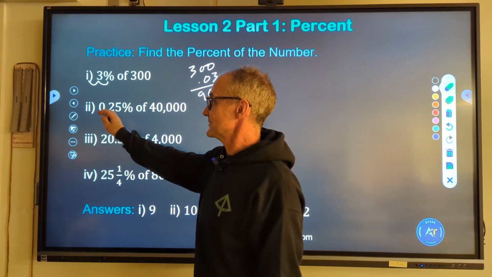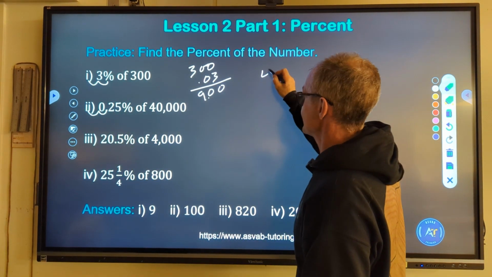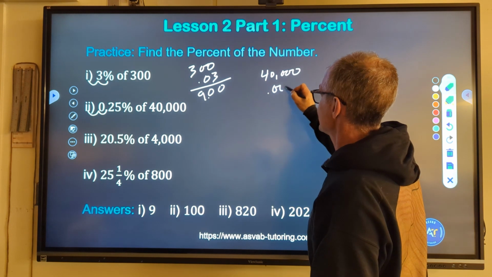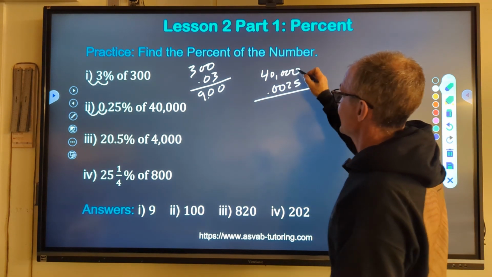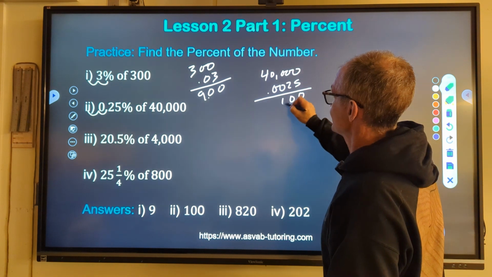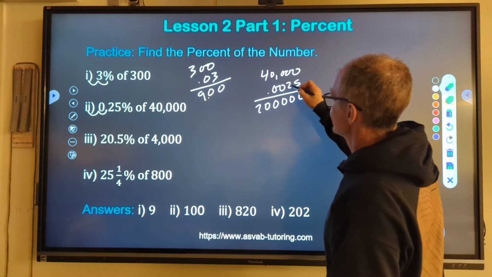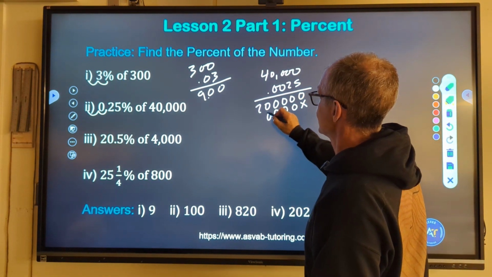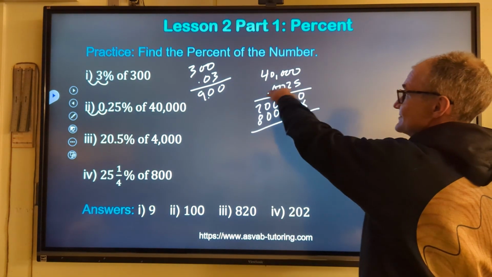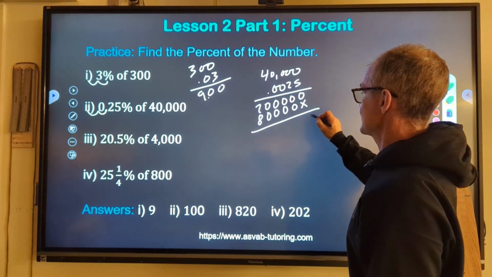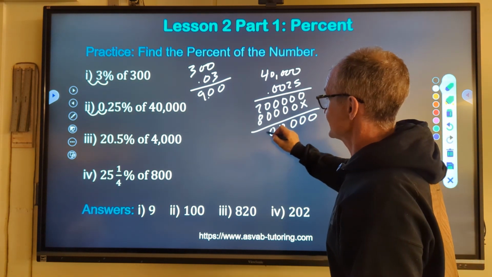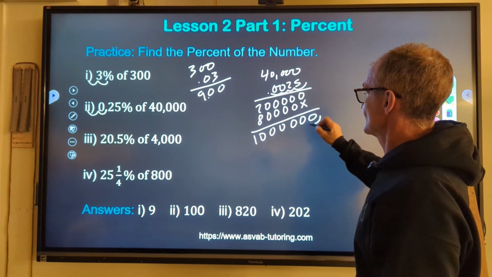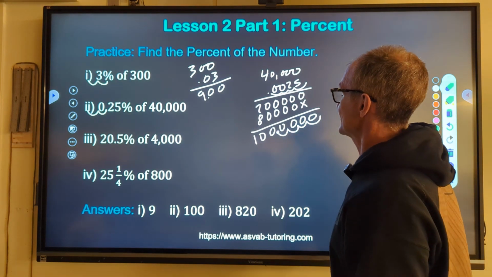0.25%. To go to a decimal, I have to go over 1, 2. So that means I'm going to have 40,000 times 0.0025. 5 times 0, 0, 0 is 20. Placeholder. 2 times 0, 0, 0, 0 is 8. I don't have to do the zeros because 0 times anything will be 0. I'm going to add these together: 0, 0, 0, 0, 0, 10. I have to count up my decimal places. 1, 2, 3, 4. That's going to give me 100.